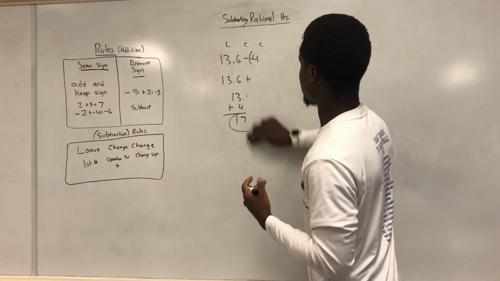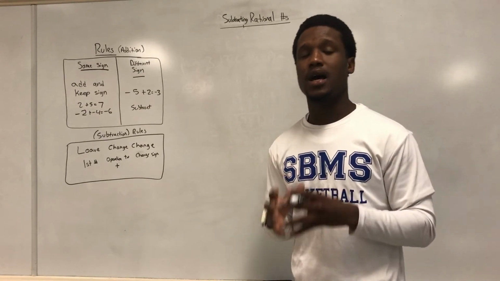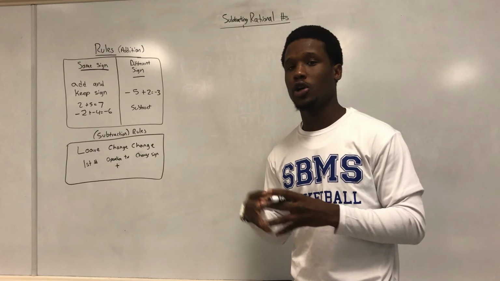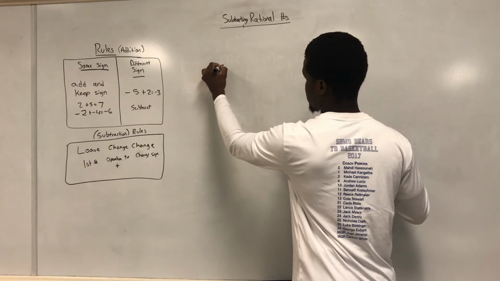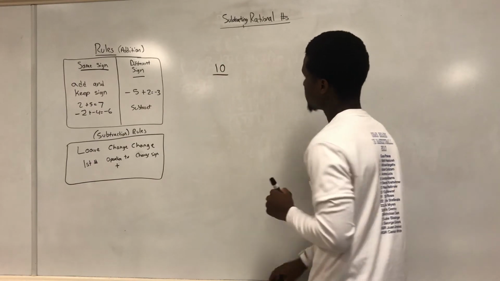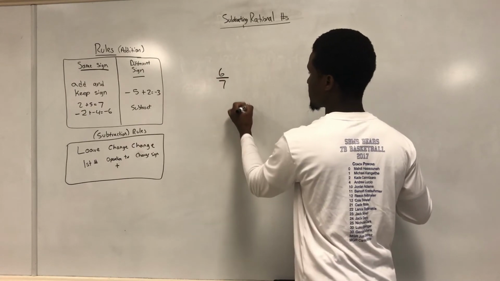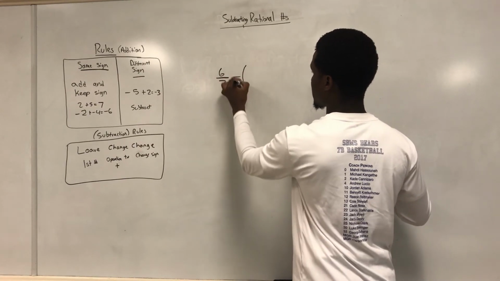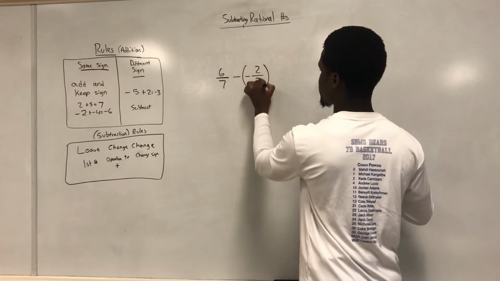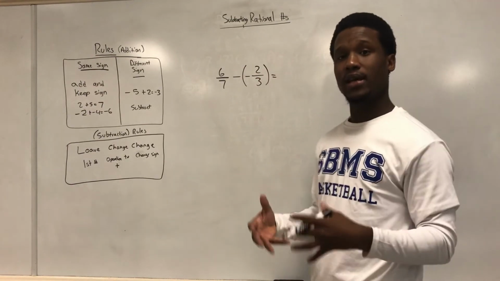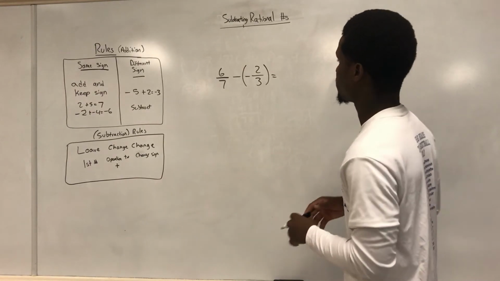Now, let's go ahead and take a look at a fraction. For fractions, same thing as addition. The denominators must be the same in order for you to go ahead and perform that operation. So let's say we have 6 sevenths and we're going to take away negative 2/3. Okay? So, once again, the goal is to get the denominators the same, and then afterwards we'll go ahead and follow our rational number rules.